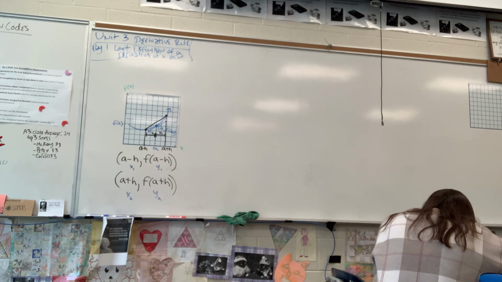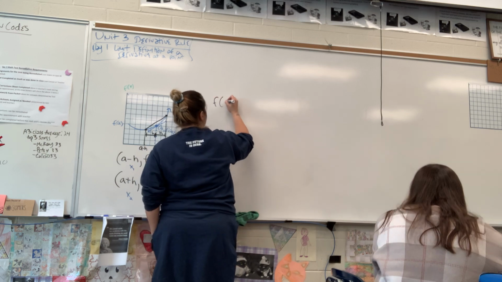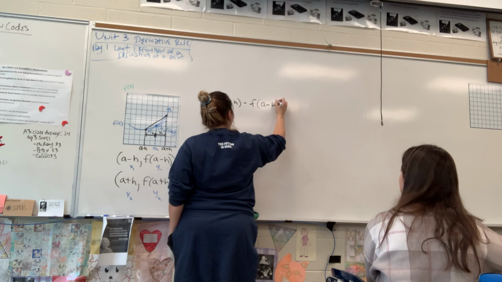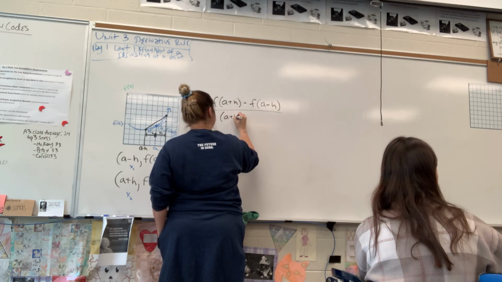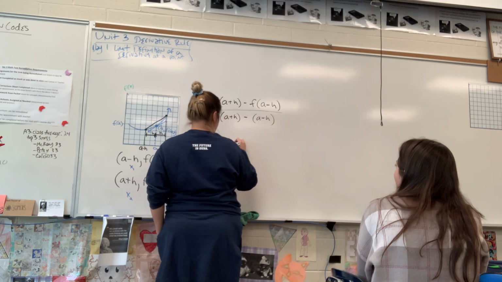How much simplifying can you do on the top? None. You don't know what kind of function f is. You can't distribute the f, right? You can simplify the bottom though. Yeah, 2h. Good job. 2h is correct.